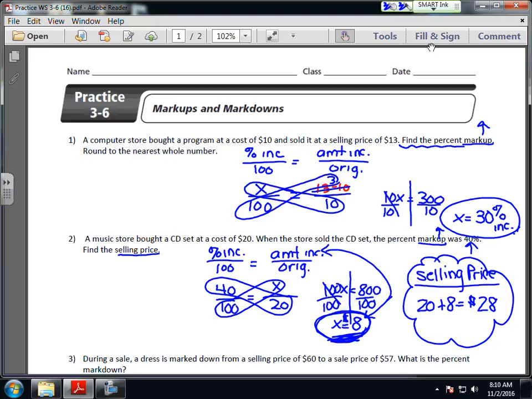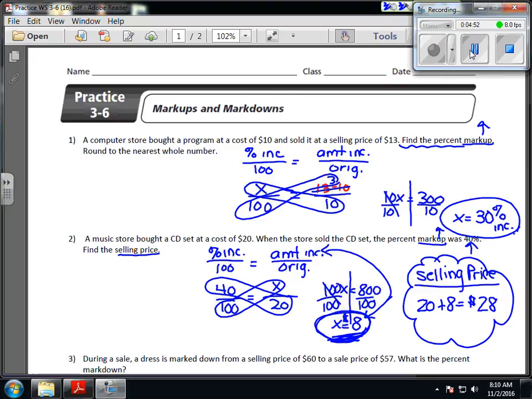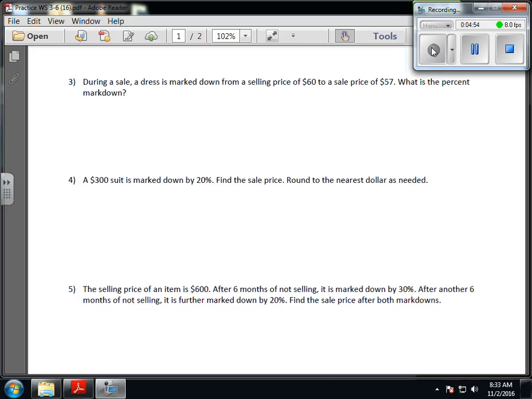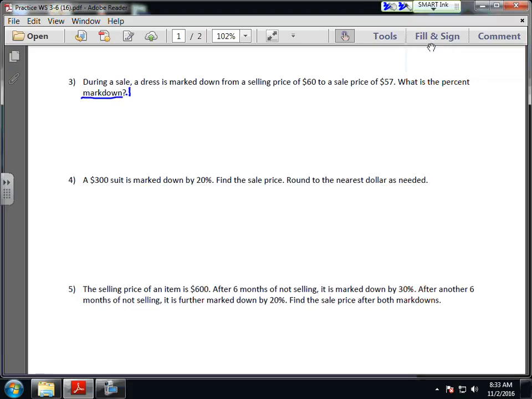Let's take a look at number 3. All right, so number 3 says, during a sale, a dress is marked down from a selling price of $60 to a sale price of $57. What is the percent of markdown? So we know that this is a markdown. This is a decrease. And we're going to write it as percent decrease over 100 equals amount decrease over original.